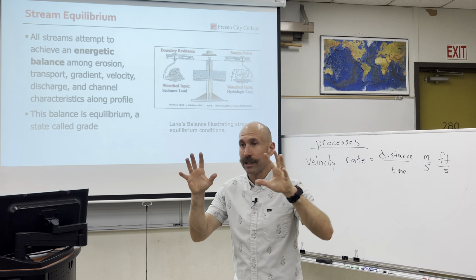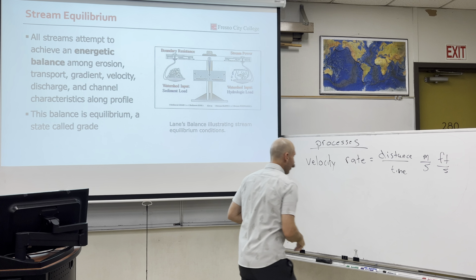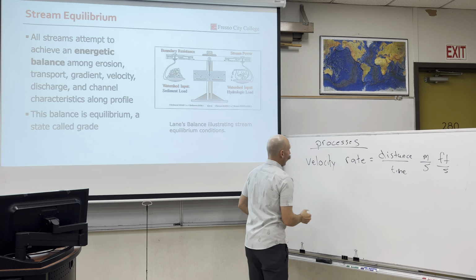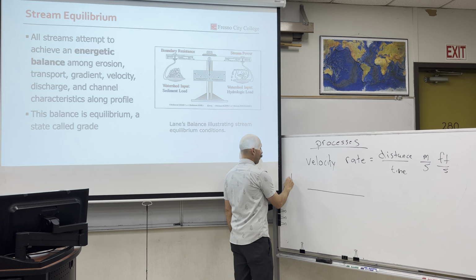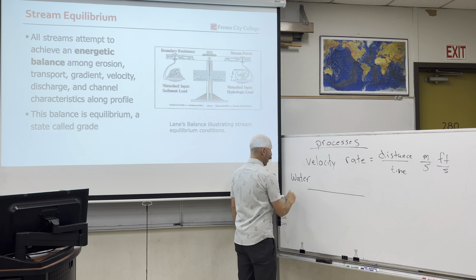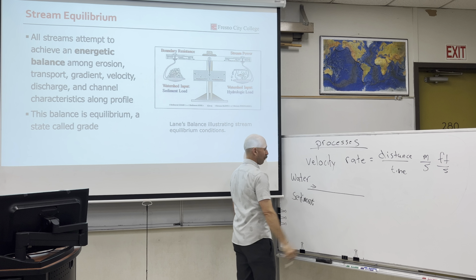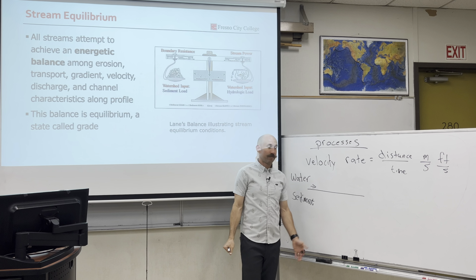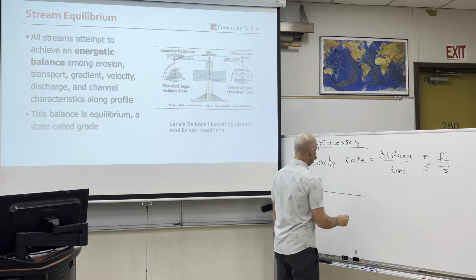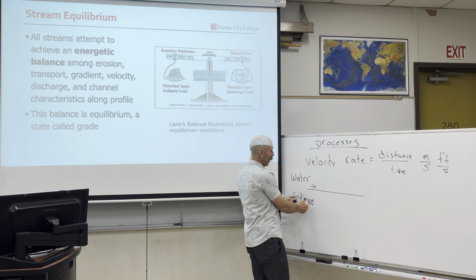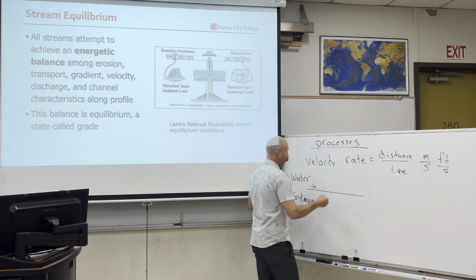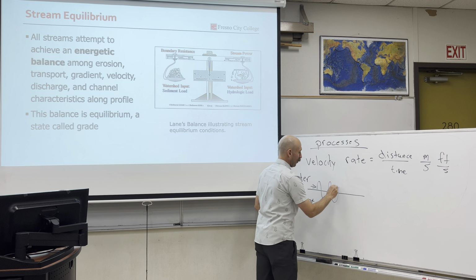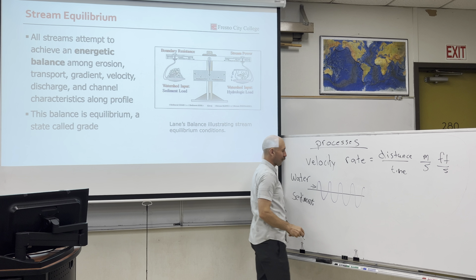Stream equilibrium. This is a concept. Rivers tend towards a steady state equilibrium, where the amount of water and the amount of sediment is pushed through. But it's much more complex than this. You have some floods, you have landslides, you have various inputs, so you have a dynamic equilibrium that oscillates around this steady state.